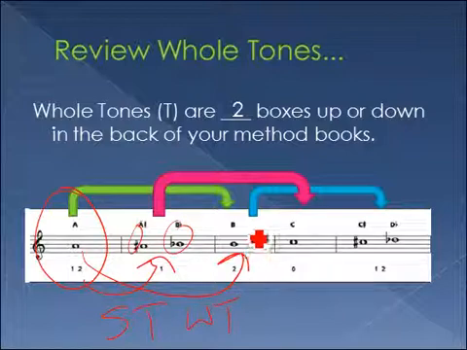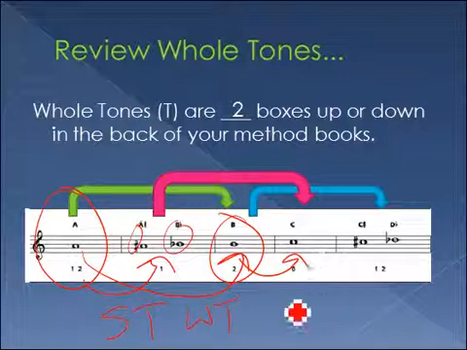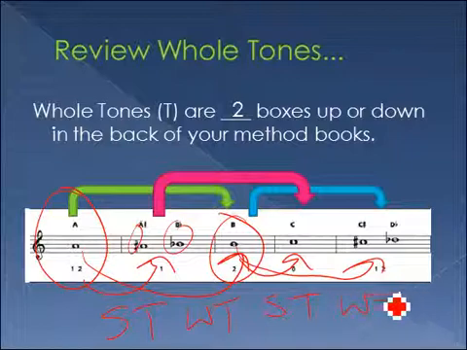Okay, same thing if we are on B and we go over one box to C, that's a semitone. If we go over two boxes, we get a whole tone. And that could be either C sharp or D flat. Okay, so one box up or down, semitone. Two boxes up or down, whole tone. All right, we're going to need that. That comes into play, whole tones and semitones. There's a reason we learned them first, because now we're going to use them.